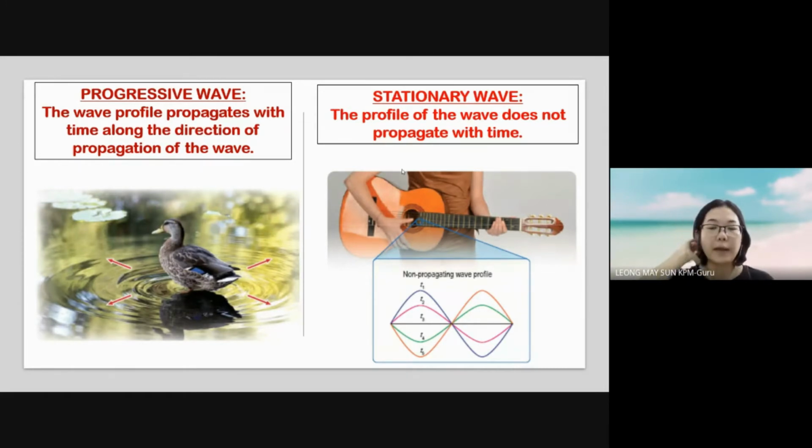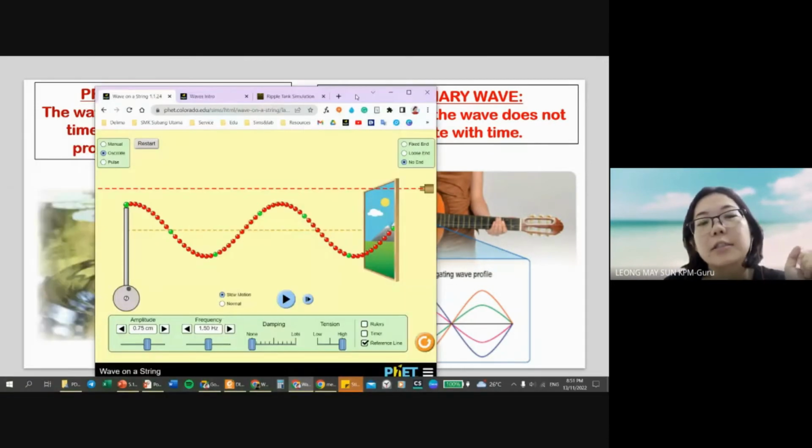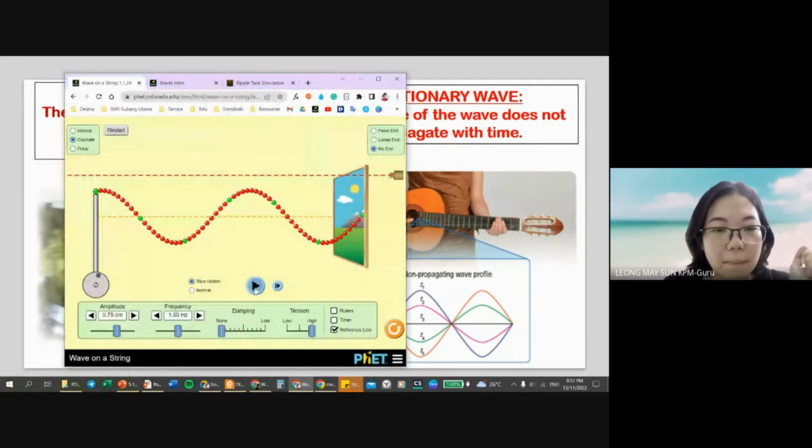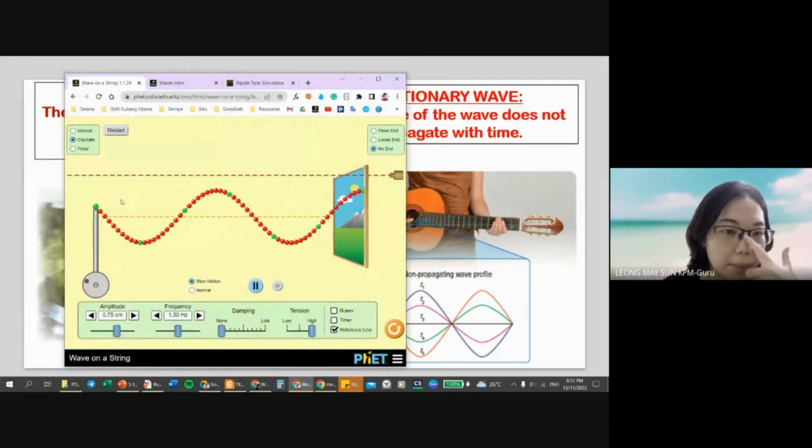Okay. Then they actually characterize the wave into a few categories, right? The first category is between progressive wave and stationary wave. A progressive wave is a wave whose profile propagates with time along the direction of wave propagation. Focus. Okay, example, this situation again.